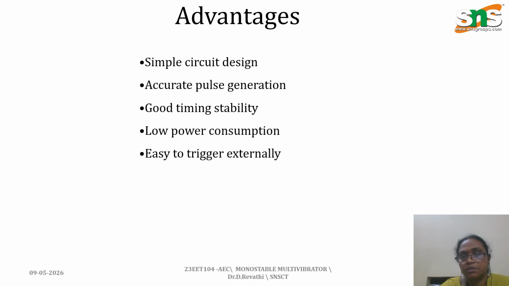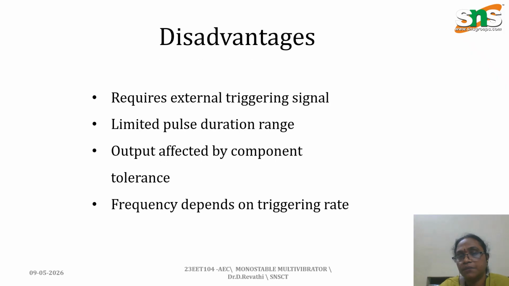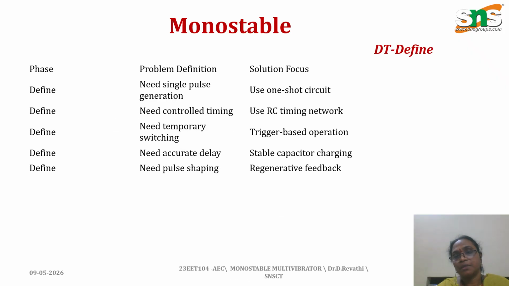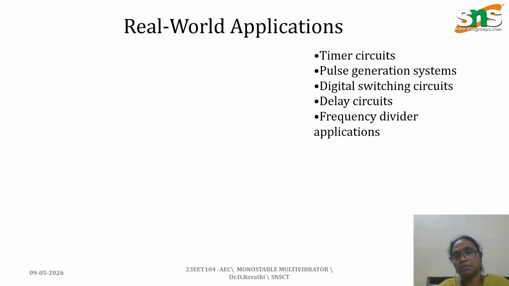The advantages are simple design, accurate pulse, good timing stability, low power consumption, and easy to trigger externally. The disadvantages are that it requires an external trigger, limited pulse duration range, and output affected by component tolerance. Frequency depends on the triggering rate. Real world applications are delay circuits, frequency dividers, digital switching circuits, pulse generation systems and timer circuits.